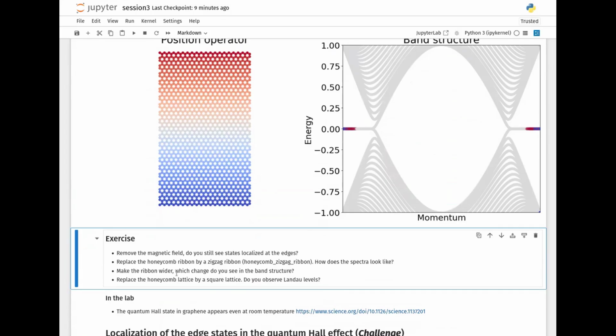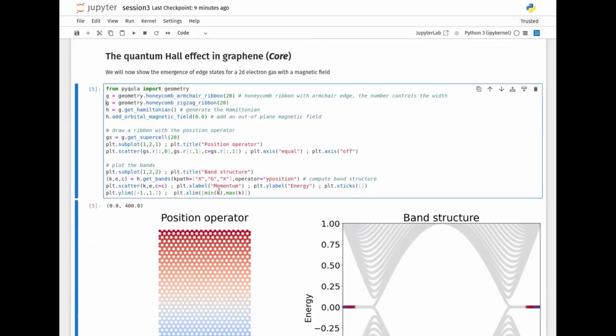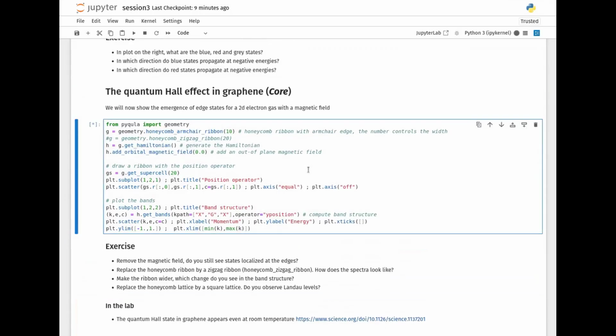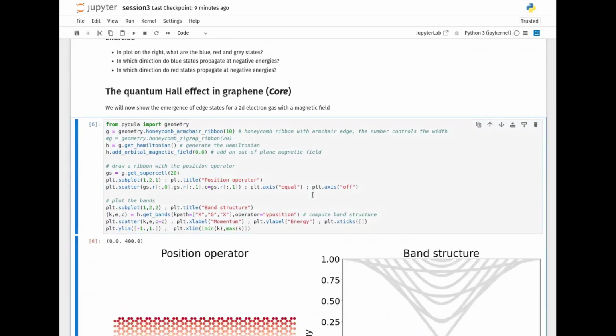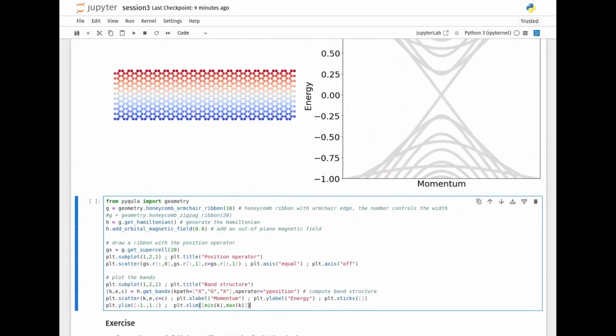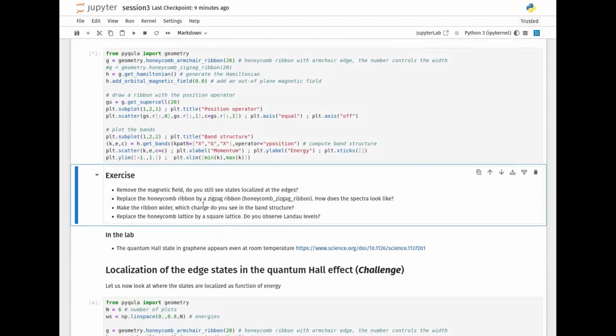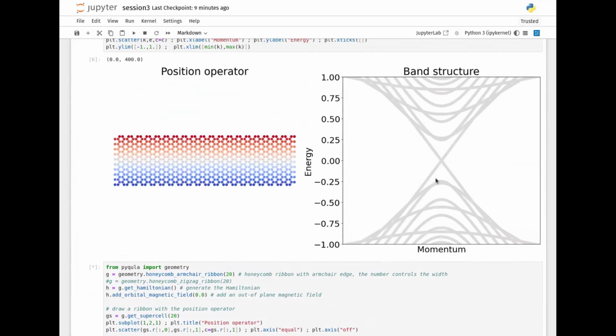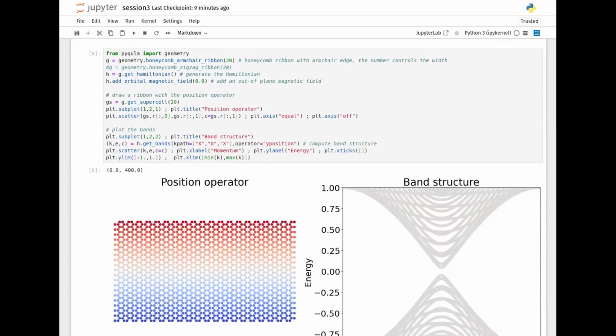Then let's move on to the next question. So make the ribbon wider and see what changes you see in the band structure. For that, we are going to take the armchair ribbon, and we are just going to do this calculation for two different widths, one with 10 and the other one with 20. And so with 10, you see that we have a certain set of bands, so the ribbon is not too wide, and the number of bands that we have is the number of sites that we have in the ribbon. But then if you take a wider ribbon, you get more and more bands.